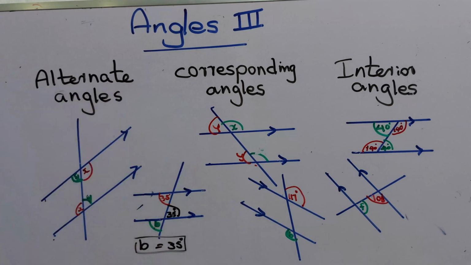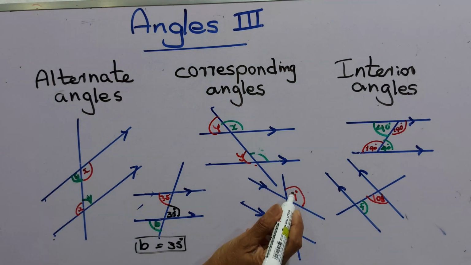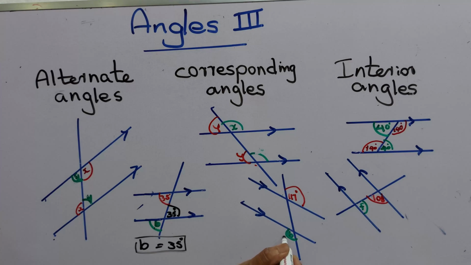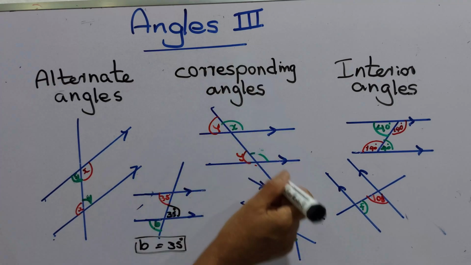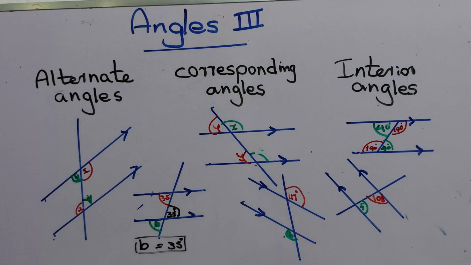Then look at here, corresponding angles. Under that, the given value is 117 degrees, and we have to find the value of this angle. Under corresponding angles, top and bottom, this angle equals this angle, that is 117. These two are equal, so B equals 117. Again B equals 117 in this figure.